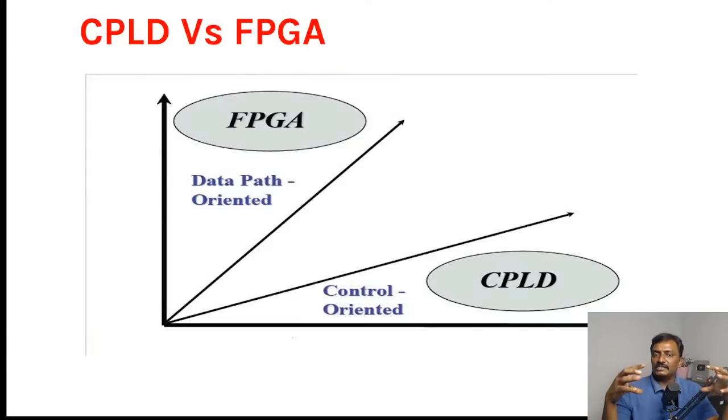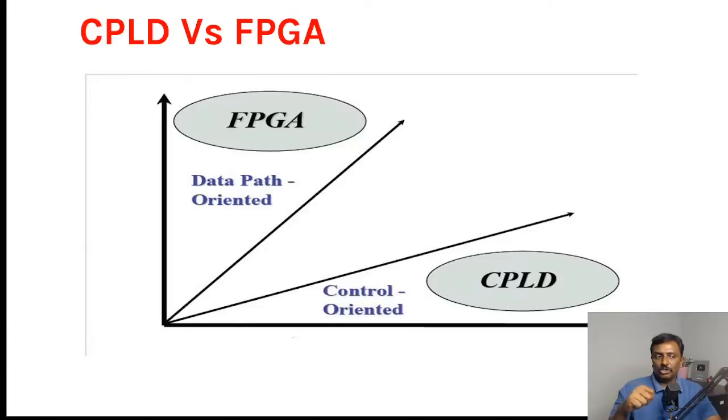Coming to CPLDs and FPGAs: CPLD stands for complex programmable logic devices, whereas FPGA stands for field programmable gate arrays. CPLD is control oriented, so wherever you use a microcontroller, you could use a CPLD. Wherever you use a DSP processor, you could use an FPGA. FPGA is data path oriented and is meant for complex mathematical calculations.